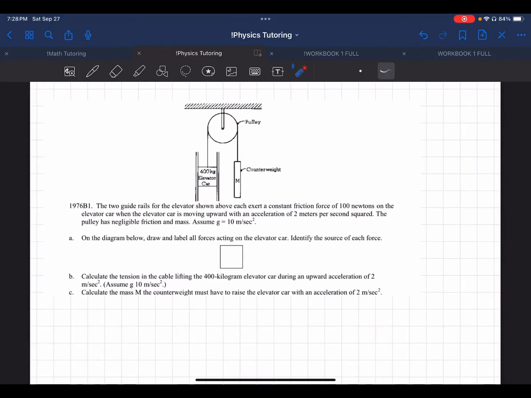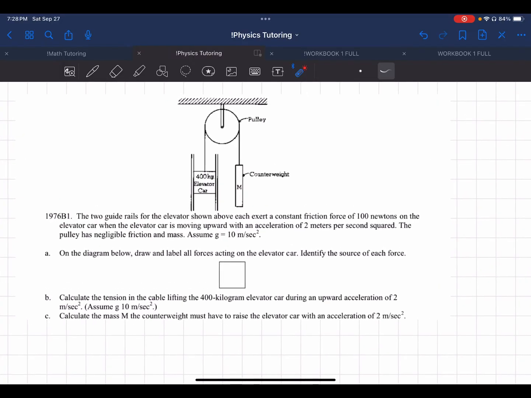Okay. So let's do this example real quick. So this one, as you can see, is a pulley. It says, oh, it's from 1976. Nice. It says two guide rails for the elevator shown above exert a constant friction of 100 newtons for the elevator moving upward. Its acceleration is 2 meters per second squared. The pulley has negligible friction and mass. Assume g is 10.